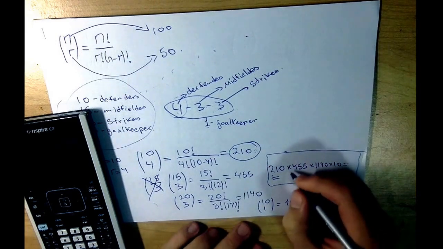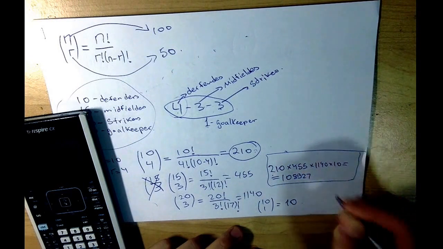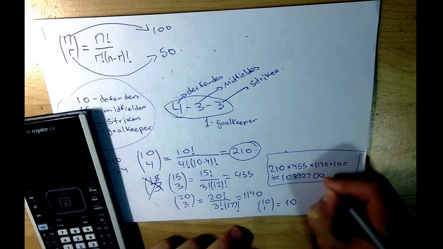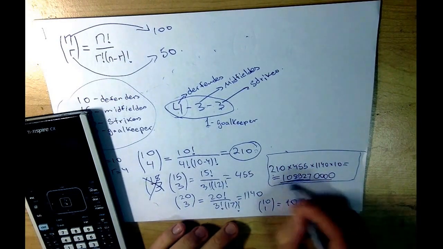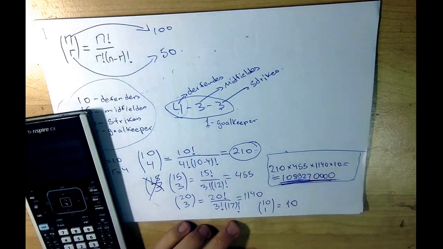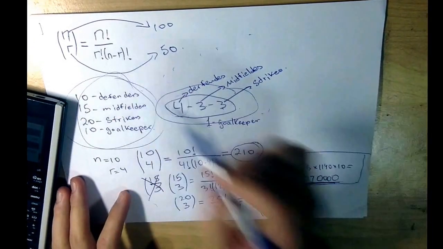And this equals a very big number. I can't pronounce it, but this equals this. So there are this many ways to take this formation out of this many people.